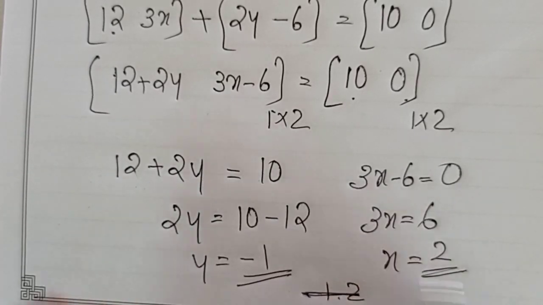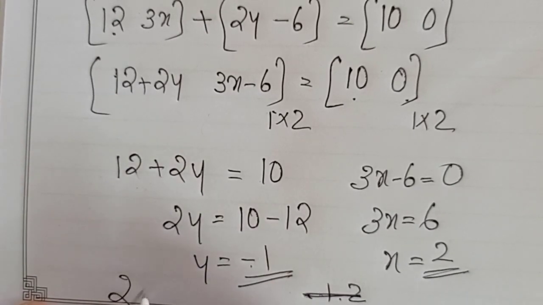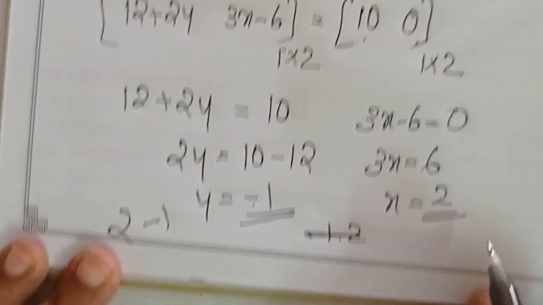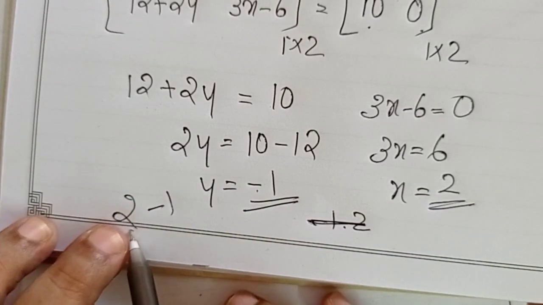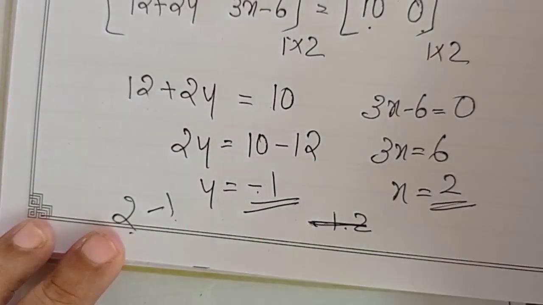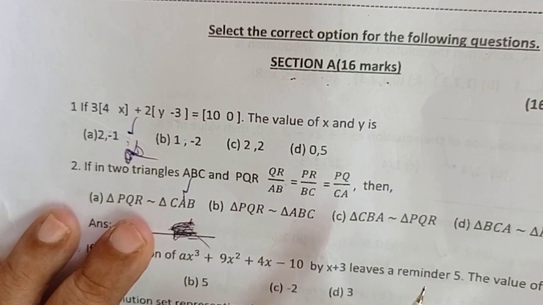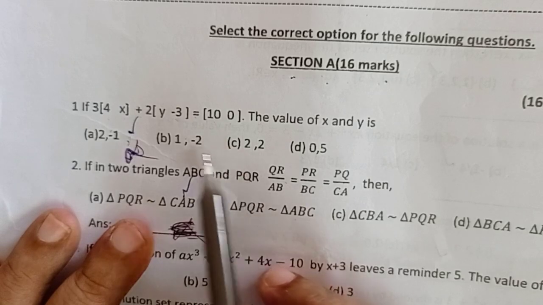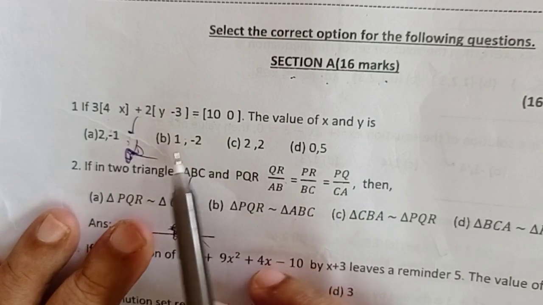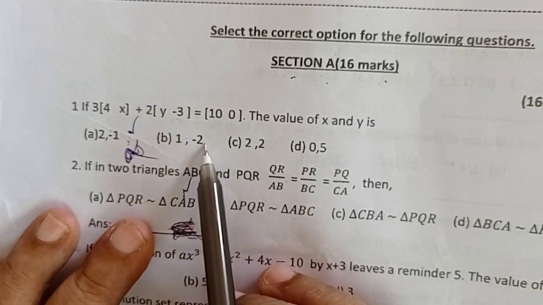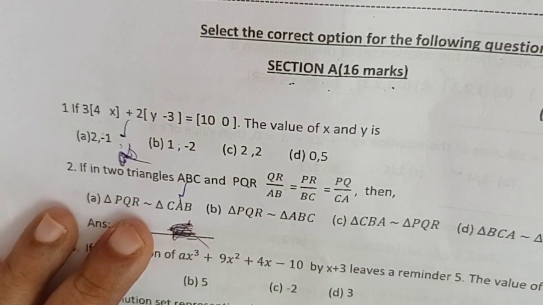X is 2 and y is minus 1. Therefore, the first option, 2 minus 1, is correct. Understand? But all of you look here, (-1, 2) means the first is x, that is wrong. Therefore, the correct option is A.